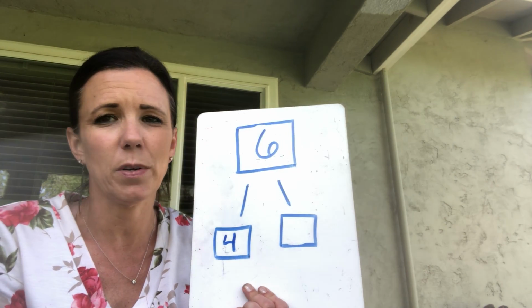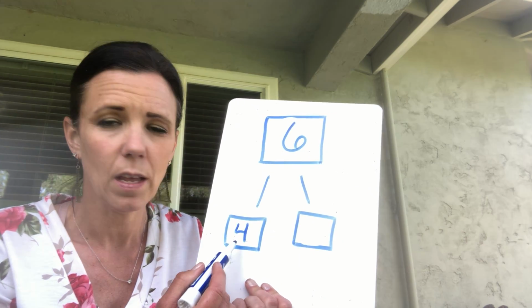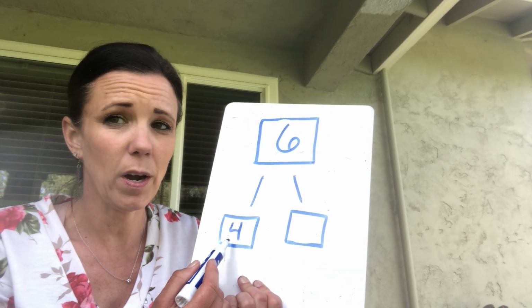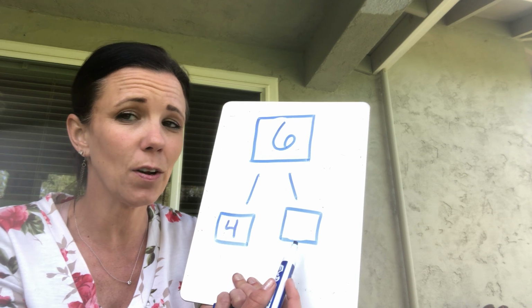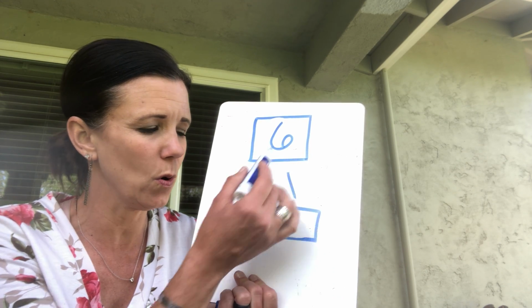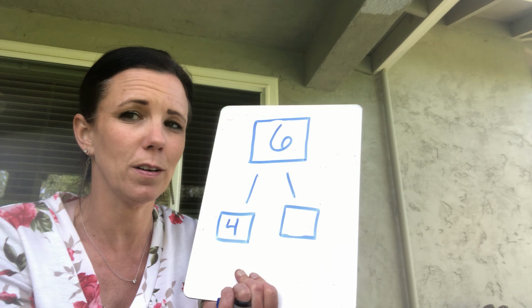All right, let's try it again. Here we go. We're gonna start with a bigger number this time because you guys are super smart. We're gonna start with the number 6. 6 is our whole. 4 is our part. We're looking for the other part, right? So we're starting with whole, breaking it into part.